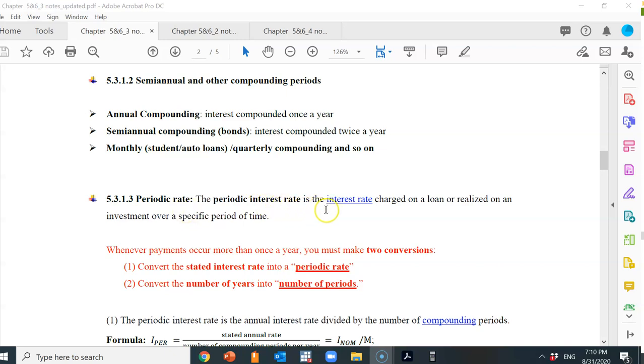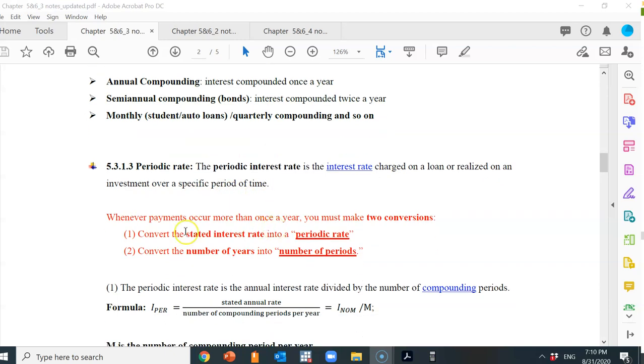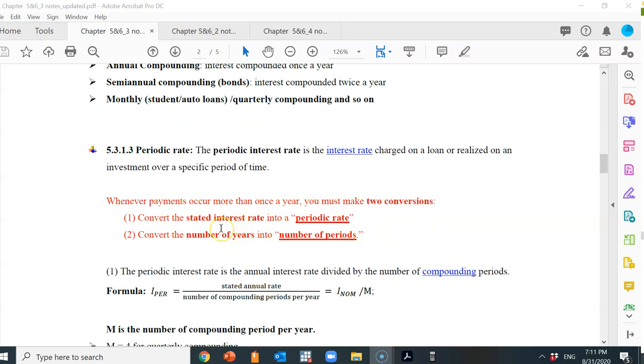The periodic interest rate is the interest rate charged on a loan or realized on an investment over a specific period of time. Especially when our payments occur more than once a year, if you have compounding periods that are not annual compounding but compounded at a higher frequency, you must make two conversions. First, you need to convert the stated rate or nominal rate or quoted rate or APR into a periodic rate, depending on what the compounding periods are. If it's compounded semi-annually, the periodic rate will be the semi-annual rate. If it's monthly compounding, the periodic rate will be the monthly rate.